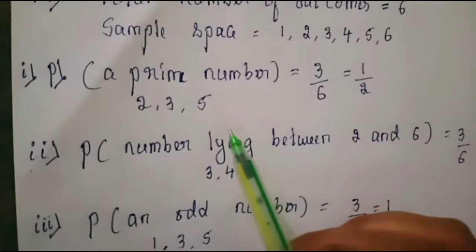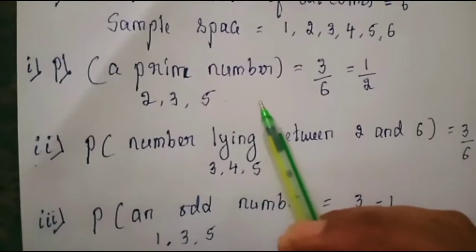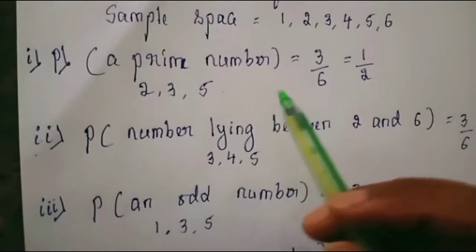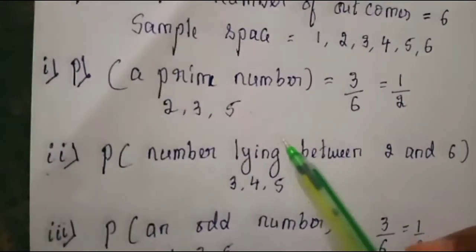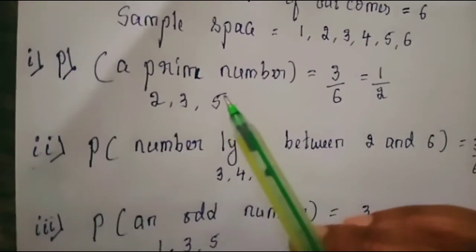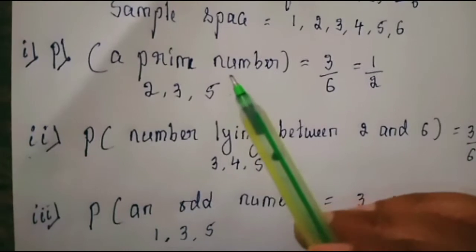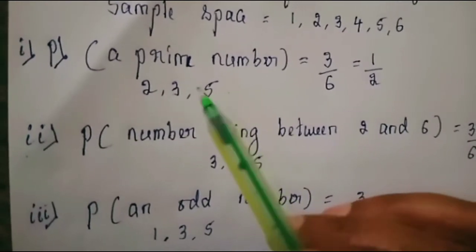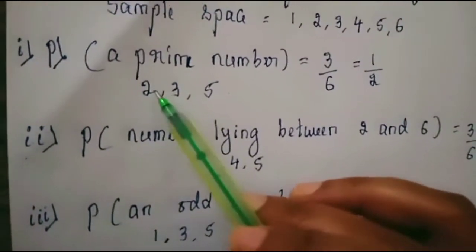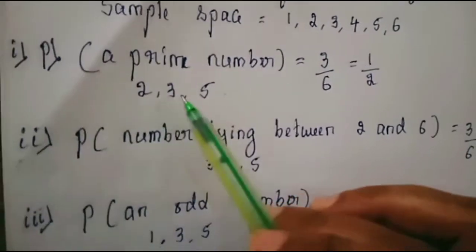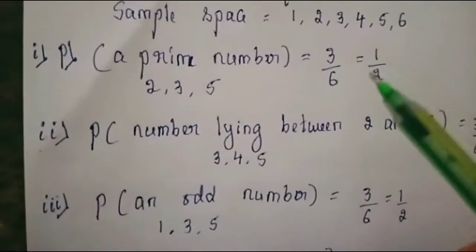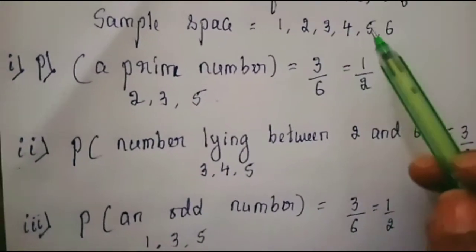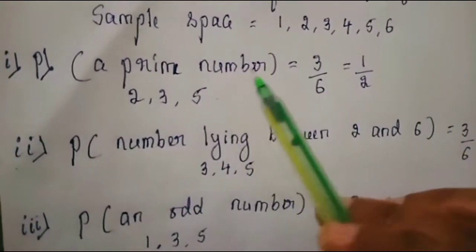If you don't know the definitions of prime number, composite number, odd number, even number, you have to recollect all the definitions, then only you can answer these questions. So numbers that have only 2 factors, that is 1 and itself. 2 comes in only the 1 table and 2 table. 3 comes in the 1 table and 3 table. 5 also, 1 and 5. So we call 2, 3, 5 prime numbers.